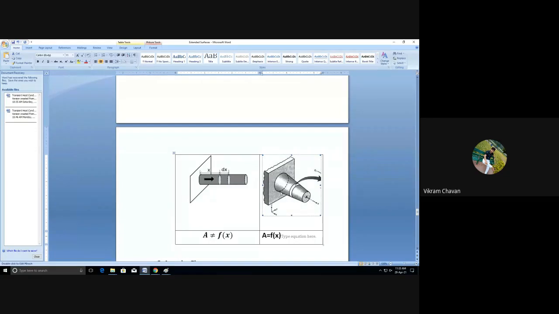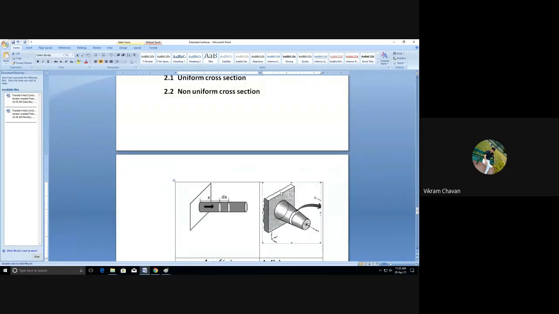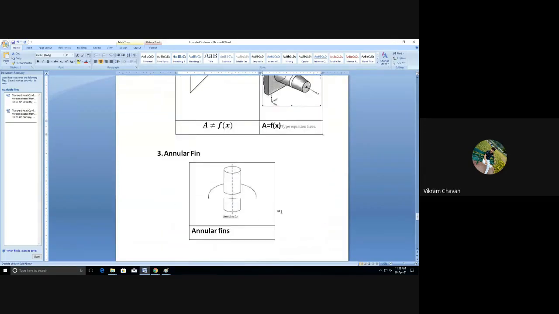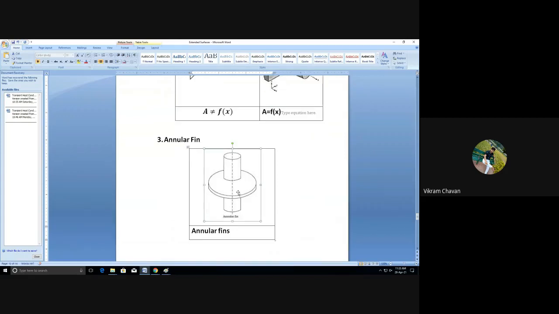So this is the non-uniform circular cross section fin. Okay, then annular fin. So annular fin means what? The circular fin surrounding the tube, that is nothing but annular fins.